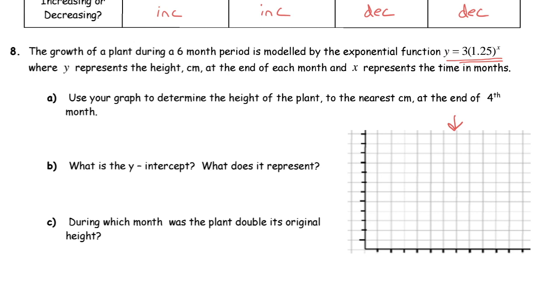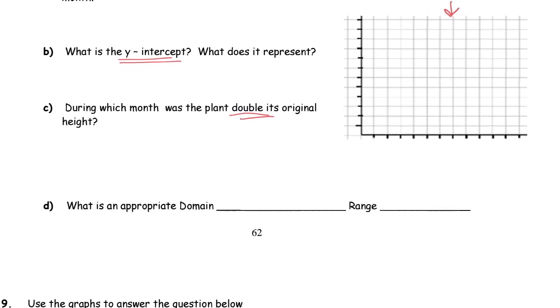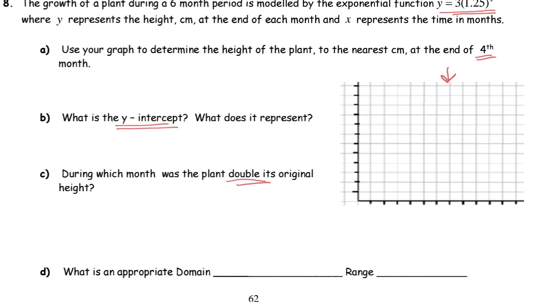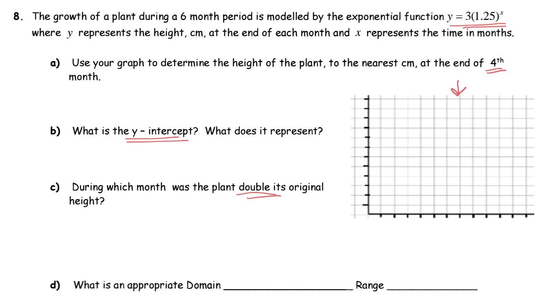We're going to use the graph to determine the height of the plant at the end of the 4th month. So that's our first question. We're going to find the y-intercept and talk about what it represents. We are going to figure out in what month the plant will double its original height. And then we're going to write an appropriate domain and range for this problem. So I'm going to jump over to the calculator right now, and then we'll come right back.